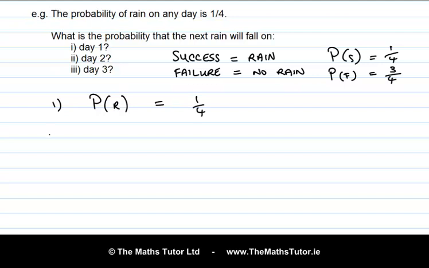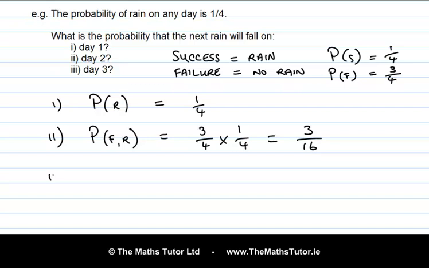Part 2, what's the probability that the next rain will fall on day 2? So that really means the probability of failure followed by rain, if it's going to be the next rain falling on day 2. So that's the probability of failure, 3/4, multiplied by the probability of rain, which is a quarter. So that's 3/16. So that's the probability of the next rain falling on day 2.